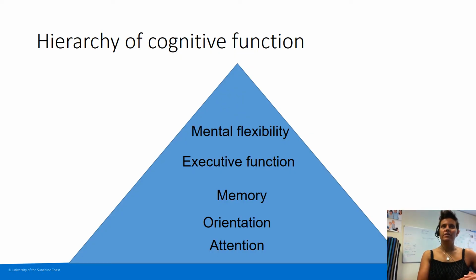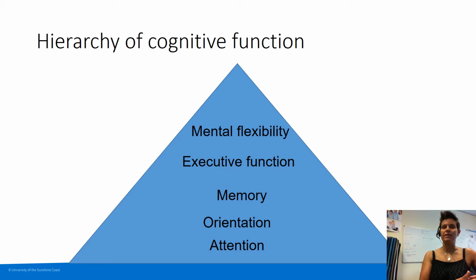So we're going to focus now on cognition particularly, and in terms of cognition, we look at a couple of aspects or cognitive functions. These cognitive functions are arranged in a hierarchy. From the bottom moving up, to be able to function cognitively, the first thing we need to do is to pay attention. Once we've paid attention, we then need to be orientated to where we are and who we are and what we're doing.